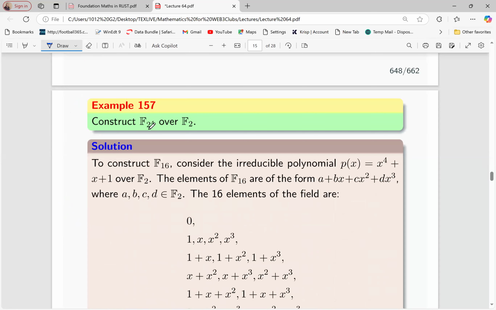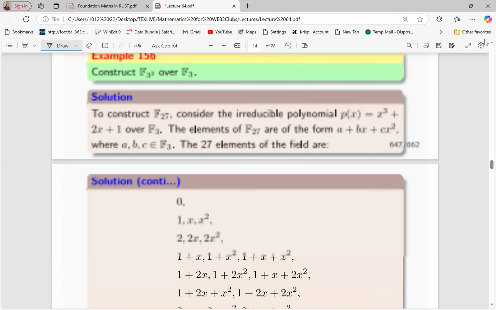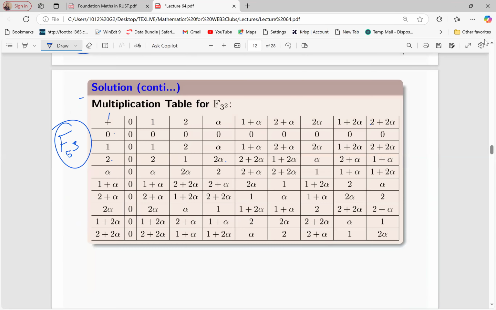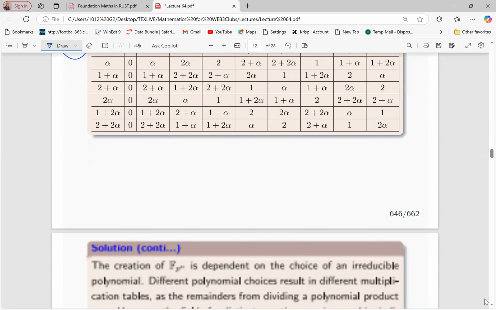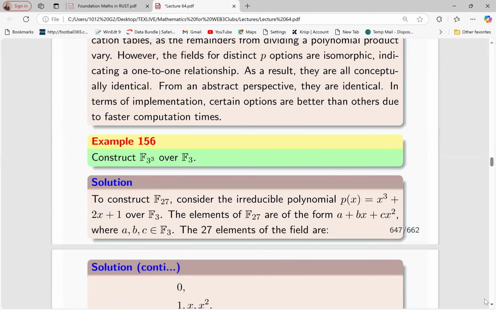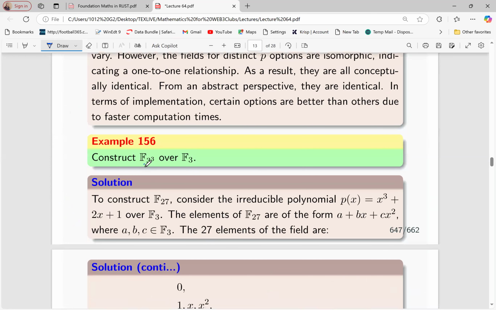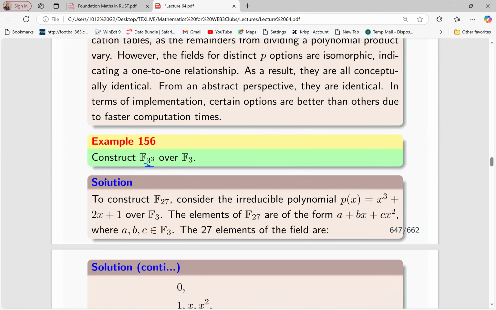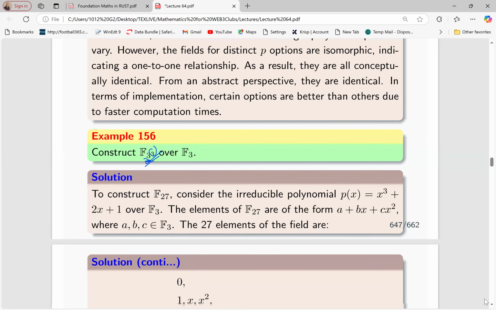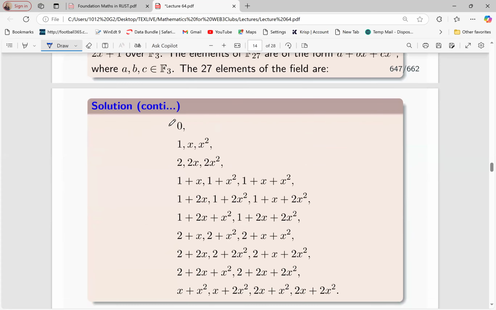This is just another example. So at your own time, you look at it. This one, you know what we are doing here, the same thing. Our polynomial will be of degree 3. So we're expecting to have 27 elements. And those are the 27 elements I have here. So at your own time, you go through it and see, here are these 27 elements. Thank you.